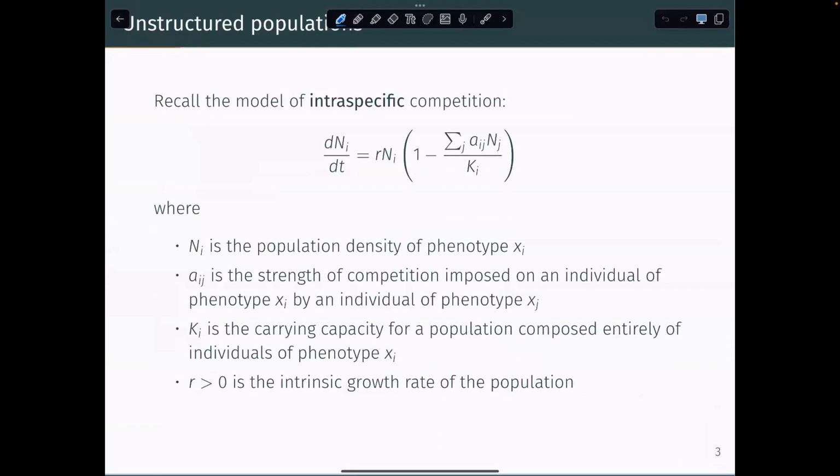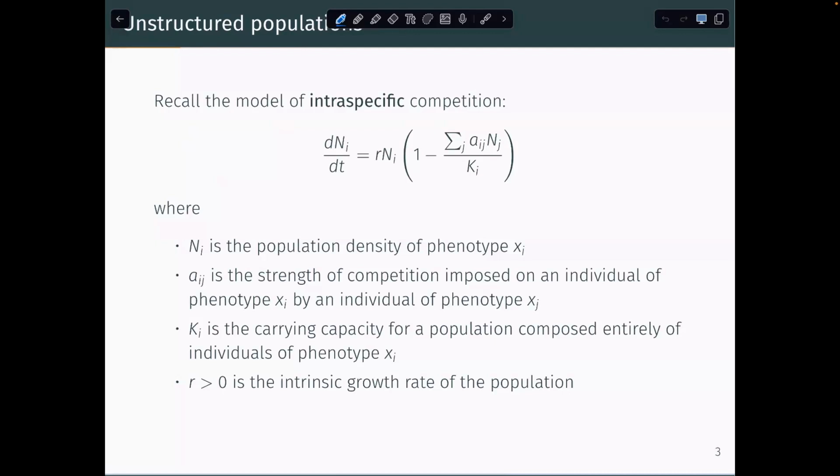Okay, so to start off with, just because we'll be coming back to this at a few points today, this was our model of intraspecific competition that we've met a few times now. So just remember, this is the rate of change for a population with phenotype xi. ni is the number of individuals or population density of phenotype xi. It has an intrinsic growth rate of r, which is positive. And then it has this competition term in the middle, the 1 minus the sum of aij times nj, which is basically saying what is the competitive impact of an individual with phenotype xj on an individual with phenotype xi. And then we've got a carrying capacity for phenotype xi here.